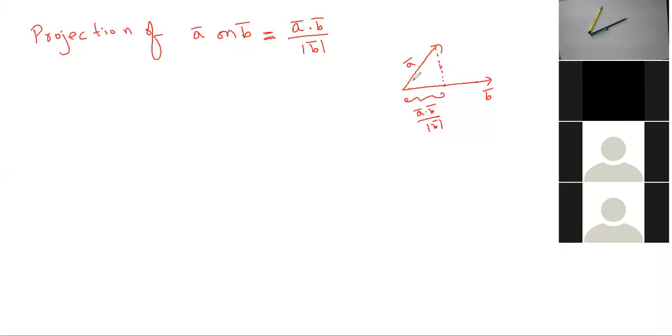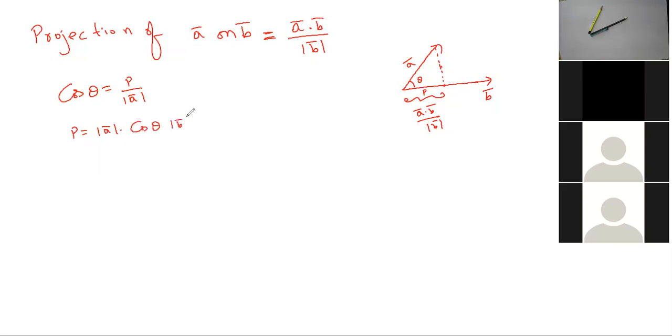So what is this? If you consider this as the angle between the vectors, which is theta, and this projection length as some p, then cos theta is equal to p by mod a bar. And now we need the p value. So p is equal to mod a bar into cos theta.